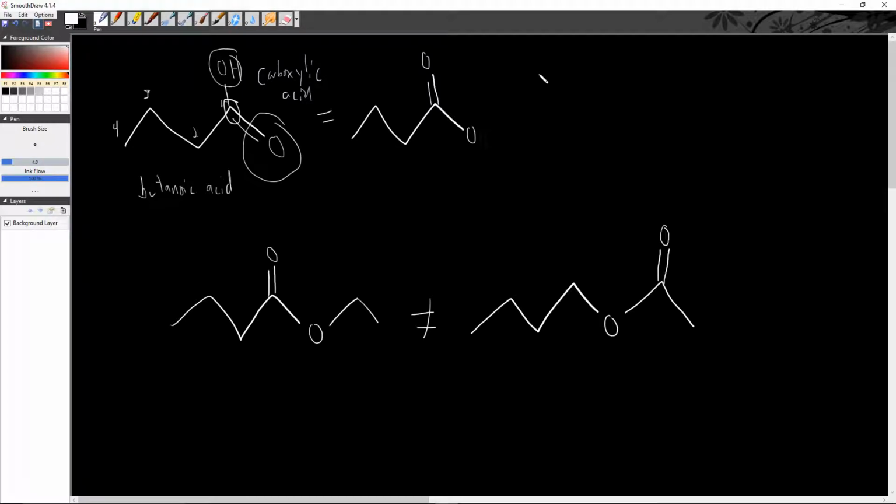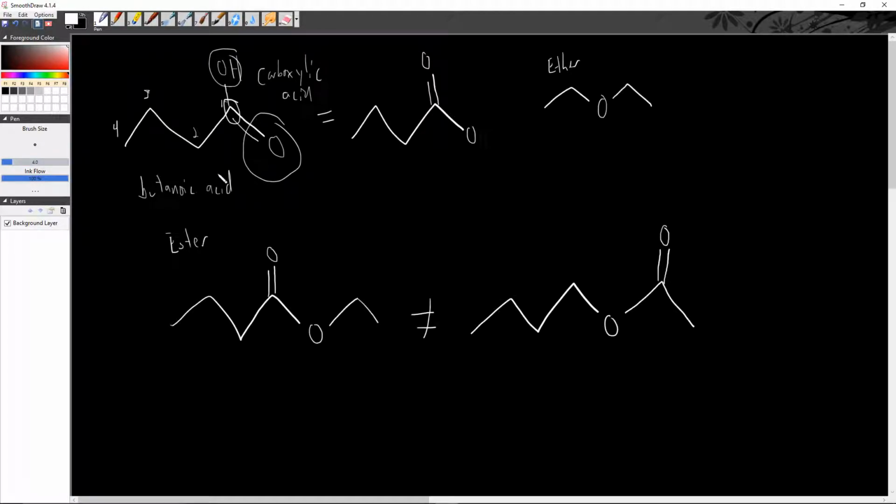So before we learned about ethers, which is when we had an oxygen with two carbon chains on either side. In this case, what we're going to be looking at, so down here, these are called esters. Essentially, we still have an oxygen breaking up the chain, but on one of the carbons connected to that oxygen is that double bonded oxygen. So this is an ester as opposed to an ether. So ether, ester, ether, and then carboxylic acid.